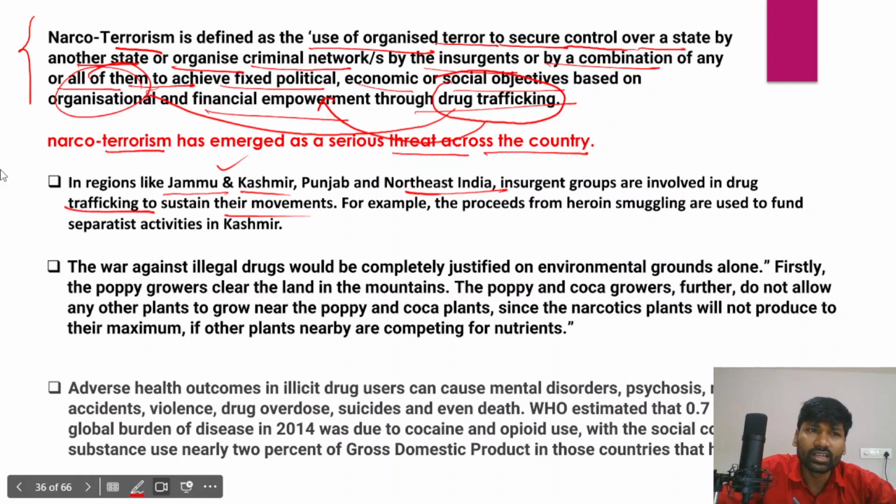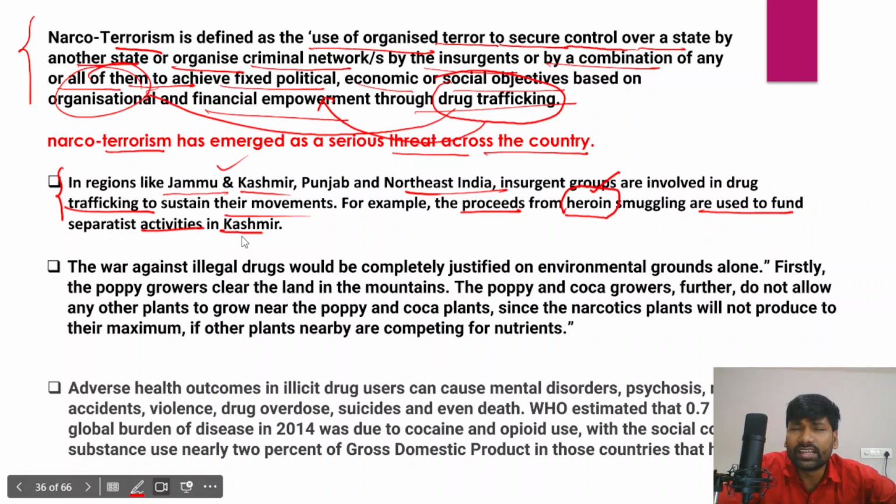Don't you think the proceeds generated out of drug trafficking would be used to finance their activities? For example, proceeds from heroin smuggling. Heroin is also a narcotic drug, and proceeds from heroin smuggling are used to fund the separatist activities in the Union Territory of Jammu and Kashmir. Now this is not confined to Jammu and Kashmir. It is a very common and regular phenomenon in the northeastern part of India and certain states in the central part of India, by the left-wing extremist groups.